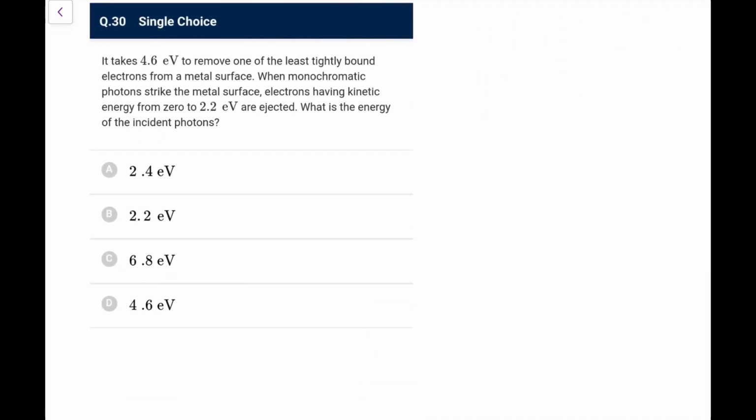Next, it takes 4.6 eV to remove one of the least tightly bound electrons, that is phi, basically you can write. This is phi. When monochromatic light strikes the metal surface, electrons with kinetic energy from 0 to 2.2 eV are emitted, that means K max is 2.2 eV because electrons go from any energy from 0 to K max. What is the energy of the photons? Energy of the photon is basically K max plus phi, that is what we write. So 2.2 plus 4.6, so that is 6.8 eV. So it's an easy one, just interpret what is written and just tick.